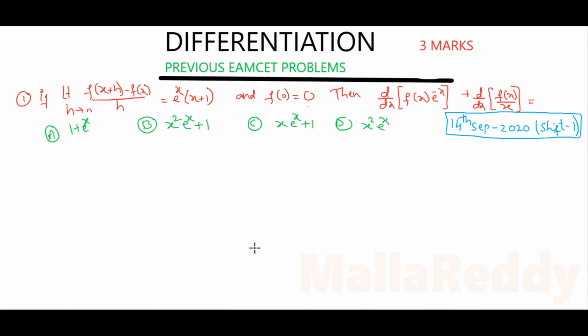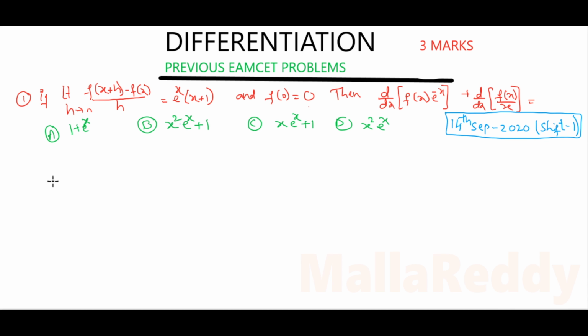So, first problem: if limit h tends to 0, f of x plus h minus f of x by h is equal to e power x into x plus 1 and f of 0 is equal to 0, then find the value of d by dx of f of x into e power minus x plus d by dx of f of x by x is dash.